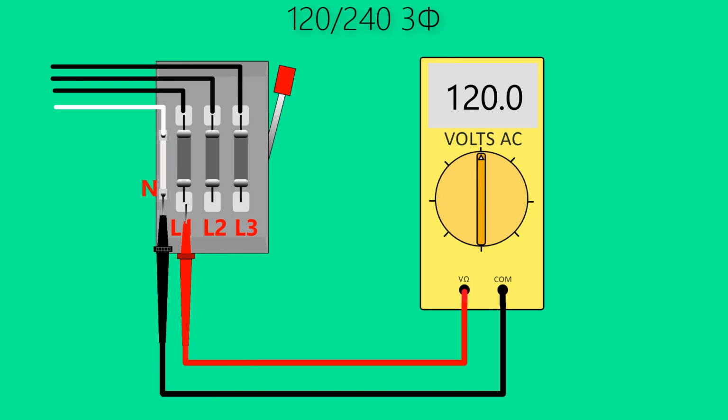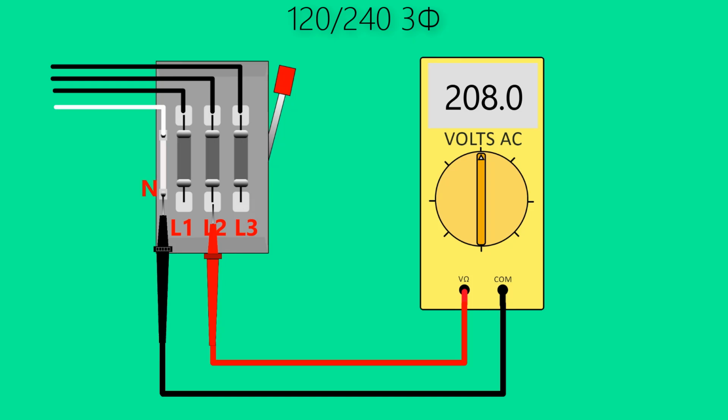Next, let's look at the line to neutral voltages. The voltage from L1 to the neutral conductor is 120 volts. The voltage from L3 to the neutral conductor is also 120 volts. It is very important to know that the voltage from L2 to the neutral conductor is not 120 volts. This voltage is about 208 volts.